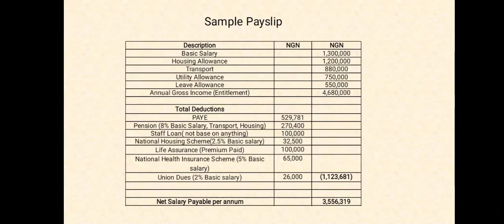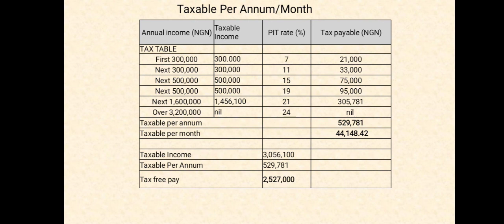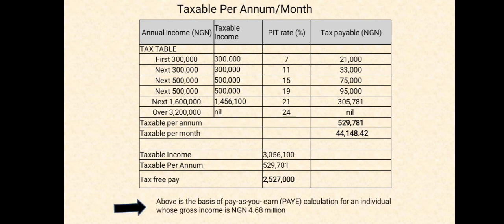Sample payslip. The table illustrated below is a detailed sample of a payslip. Go through it and see what it's got. Taxable income. With the table shown below, we have been able to get a pictorial representation of a taxable income sample. Taxable per annum/month. The table drawn below gives us a sample to base on. Above is the basis of PAYE calculation for an individual whose gross income is 4.68 million naira.